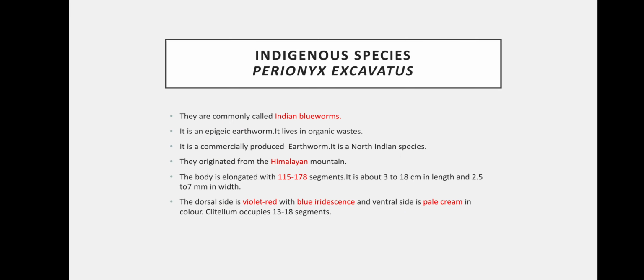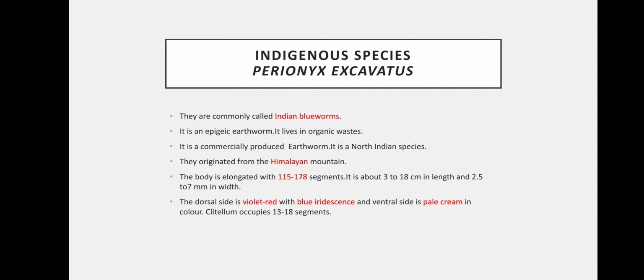Next, about the indigenous species, those which are present in our surroundings or native to our country. The first one, Perionyx excavatus, commonly called the Indian blue worm. It is an epigeic earthworm that lives in organic waste. It's commercially produced. It is a North Indian species, not present in southern areas, and is said to have originated from the Himalayan mountains.